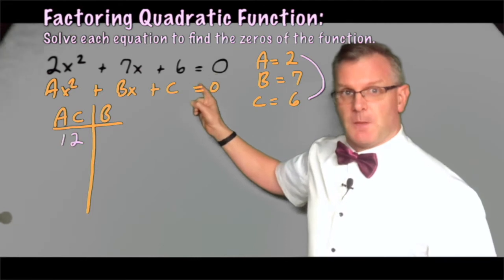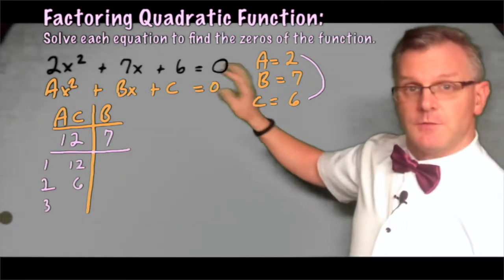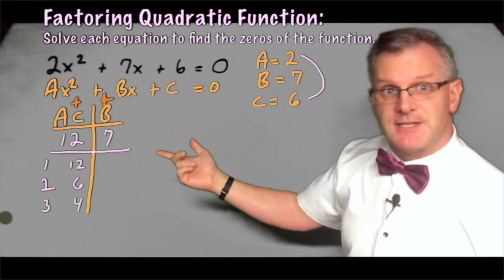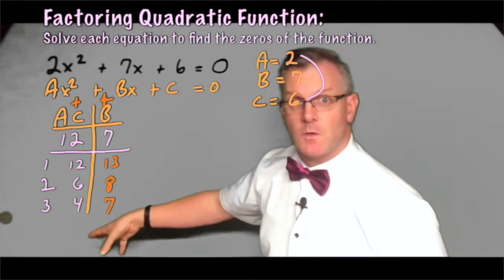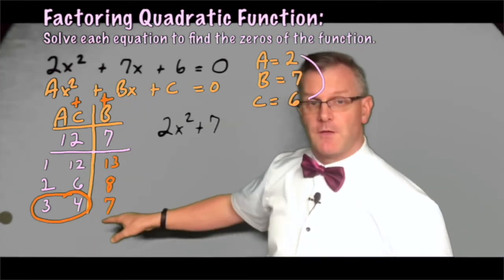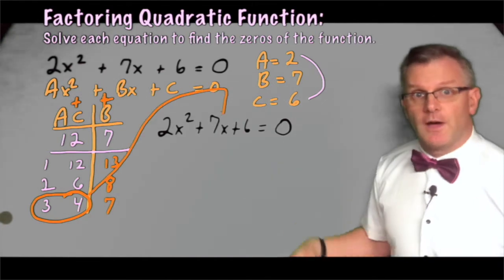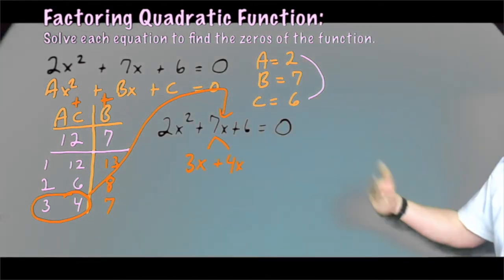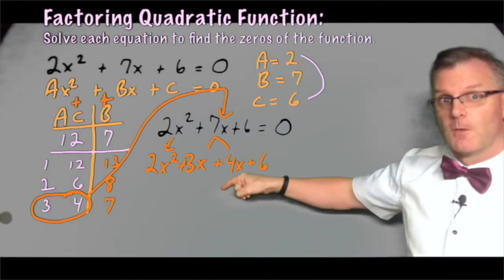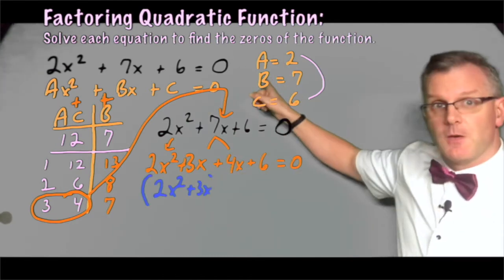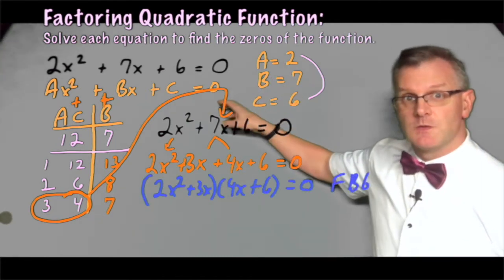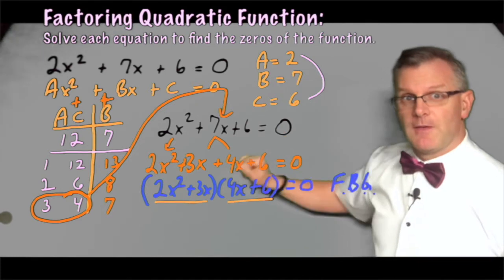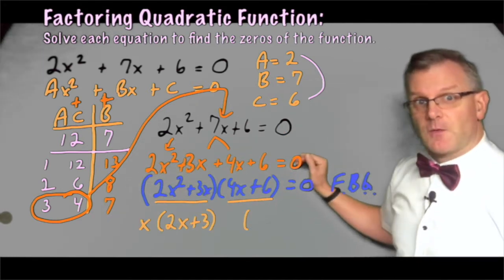Factors of AC that sum to B. So factors of 2 times 6 that add to 7. We do our T-chart. We go ahead, we figure out which one of our factors we're going to be using. In this case, we're going to go with 3 and 4. Bring that up here in place of 7. Substitute it in, split it up. Factor by grouping.